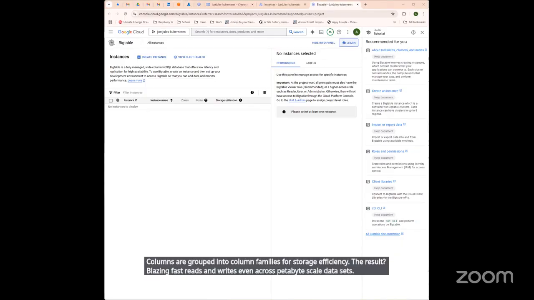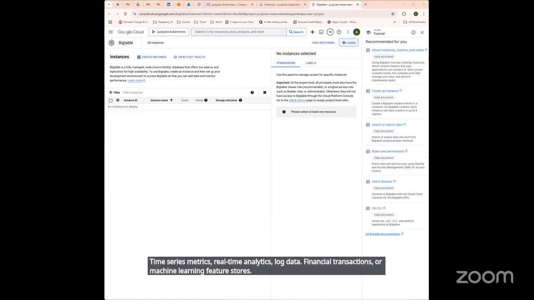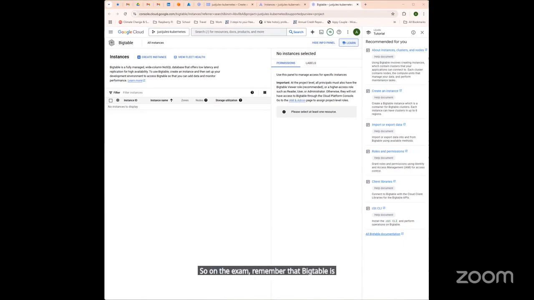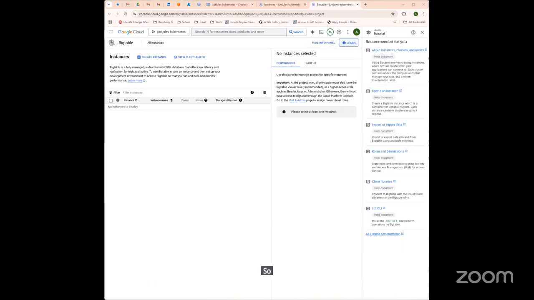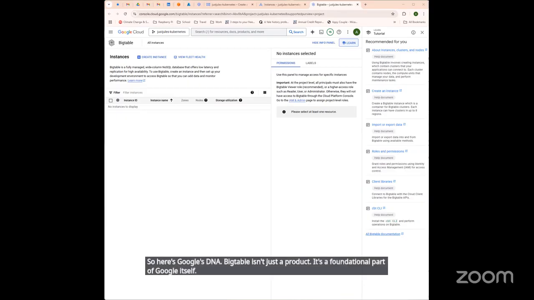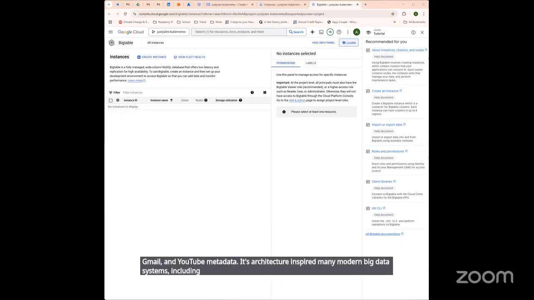The structure is perfect for Internet of Things sensor streams, time series metrics, real-time analytics, log data, financial transactions, or machine learning feature stores. So on the exam, remember that Bigtable is optimized for large, sparse datasets with predictable read-write patterns. Use it when high throughput and low latency are essential. So here's Google's DNA. Bigtable isn't just a product, it's a foundational part of Google itself. It powers core services like Google search indexing, Google Maps and Earth, Gmail, and YouTube metadata. Its architecture inspired many modern big data systems, including Apache HBase and Cassandra.